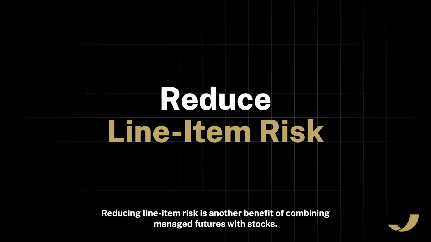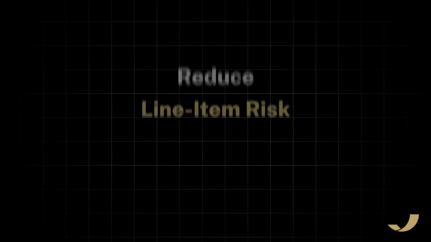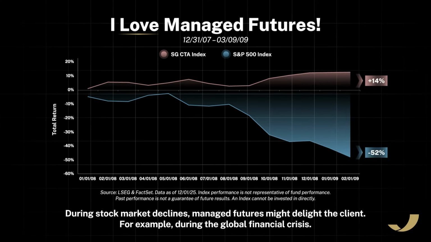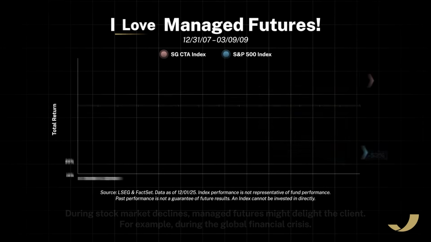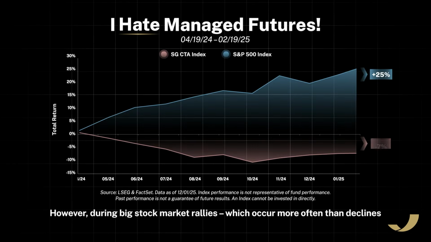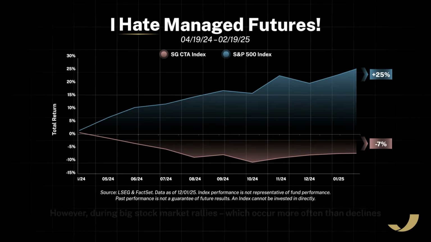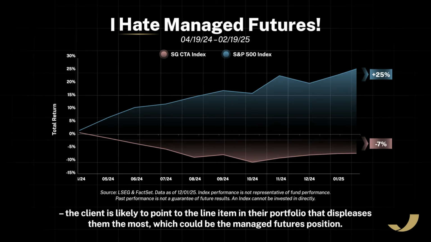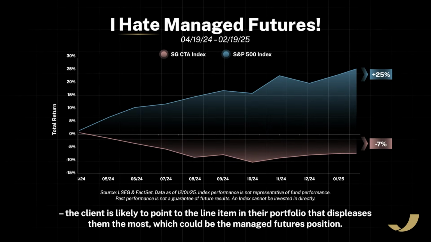Reducing line item risk is another benefit of combining managed futures with stocks. During stock market declines, managed futures might delight the client, for example, during the global financial crisis. However, during big stock market rallies, which occur more often than declines, the client is likely to point to the line item in their portfolio that displeases them the most, which could be the managed futures position.